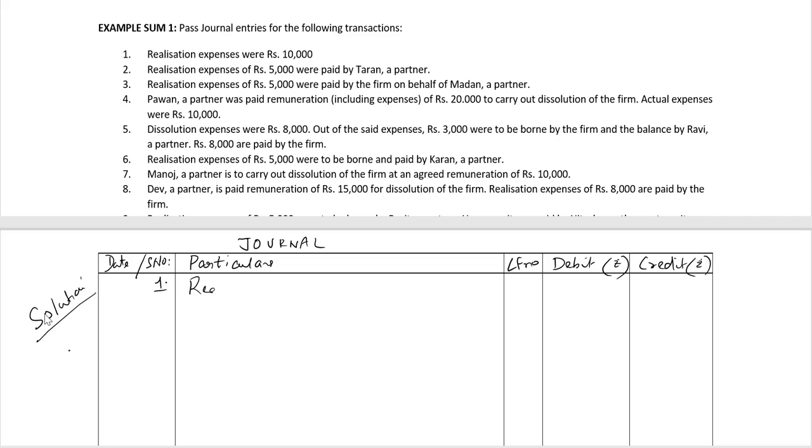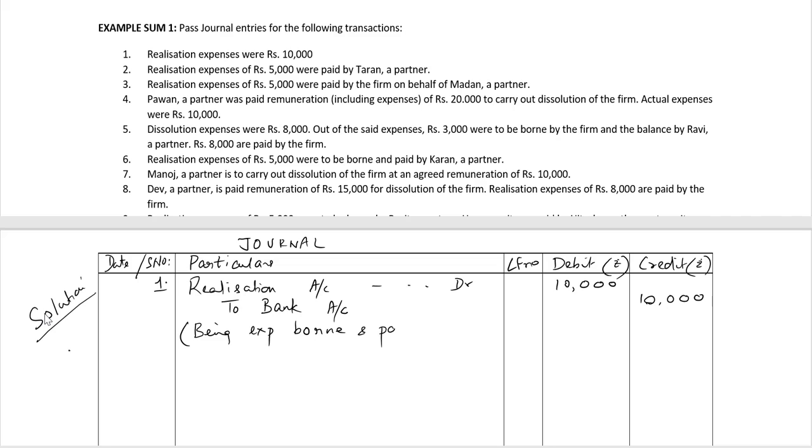The journal entry is realization account debit to bank account. Amount 10,000 rupees. Being expenses borne and paid by firm.